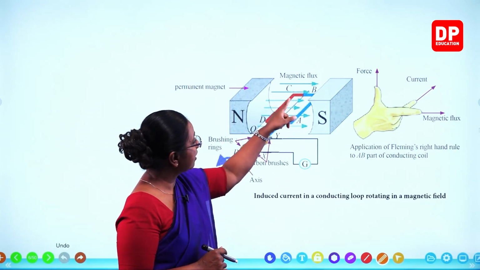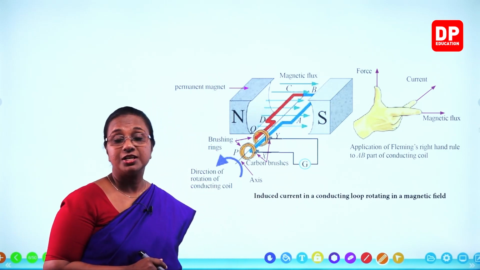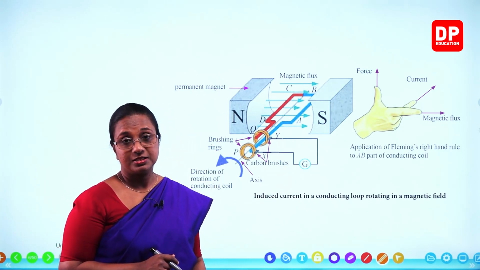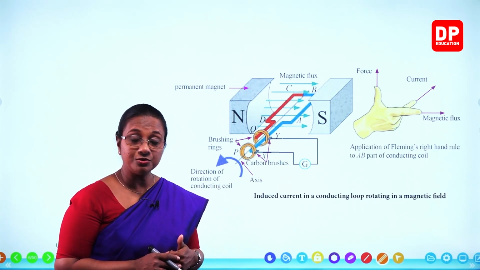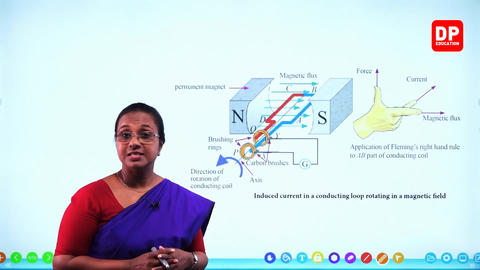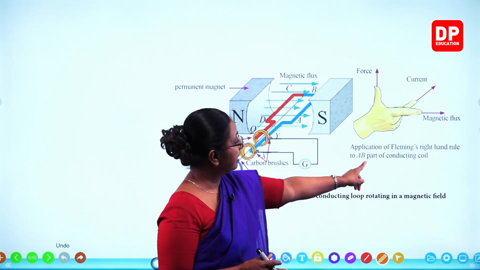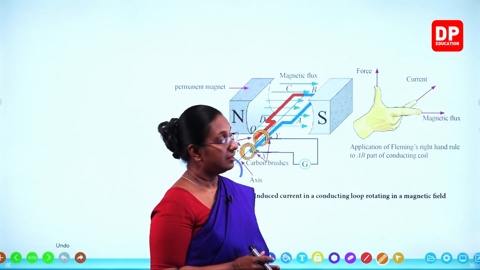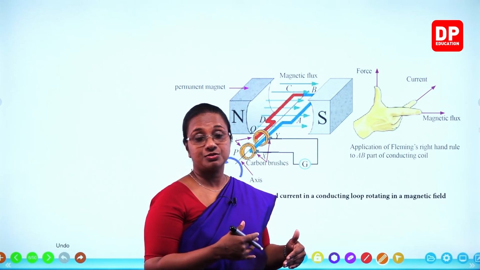So there will be a current flowing through this coil. Therefore, there will be a deflection in the galvanometer. That is how the electromotive force is induced. Because of that, electricity is generated. So for you all to use the right hand rule only, they have shown this. We have applied it for both AB and CD. So you know there is continuous rotation.